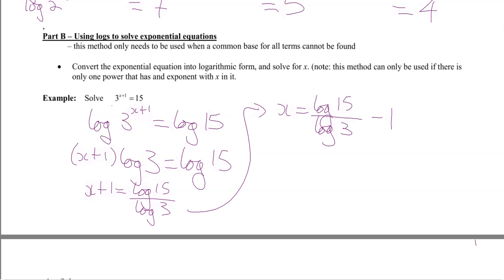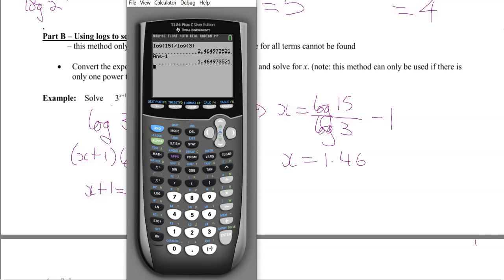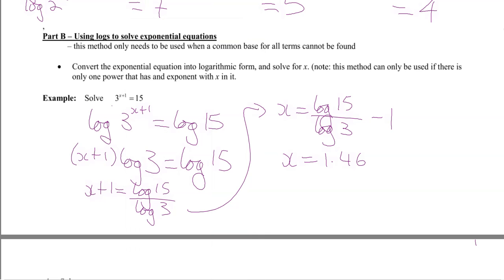Okay, so if I work this out, let's just clear that. We're going to have log 15 divided by log 3. I'm going to do that first, right? And then just go minus 1. And we get 1.46. Okay, so rounded to the nearest hundredth, x is 1.46.